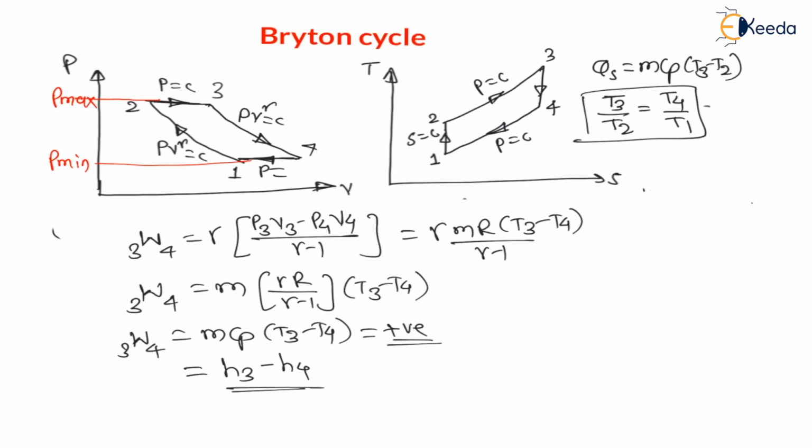And my dear students, this work 3 to 4 is also called work of turbine or work of expansion. We can say it is a work of turbine. 3 to 4 is work of turbine or work of expansion also, that is positive work.